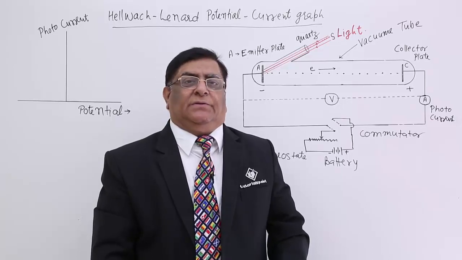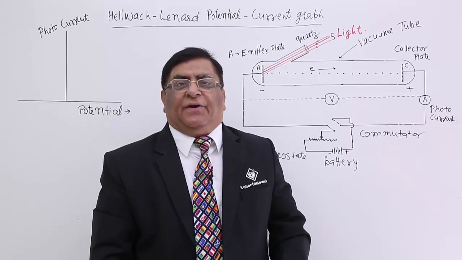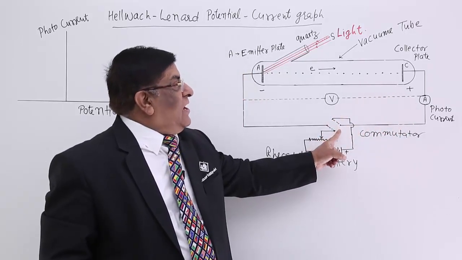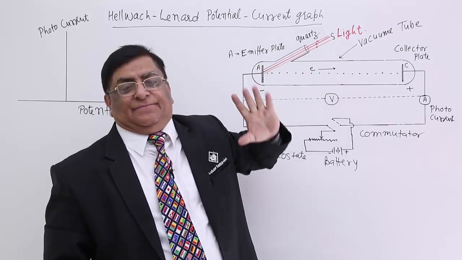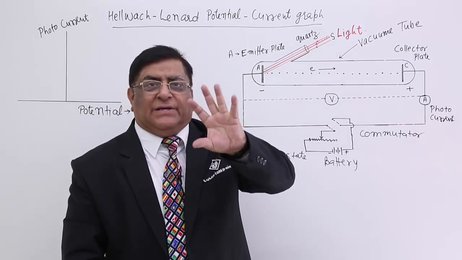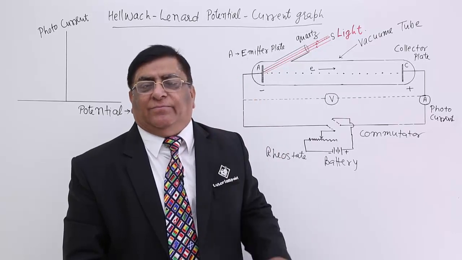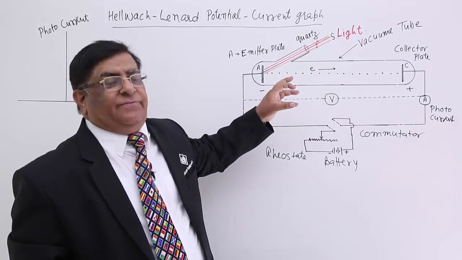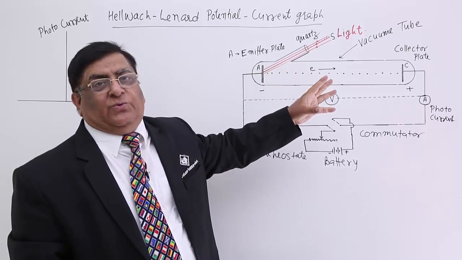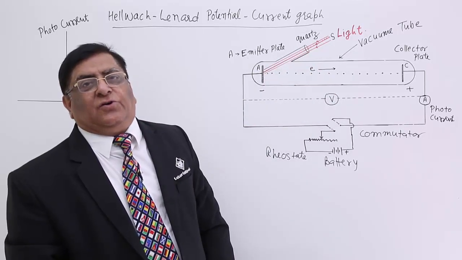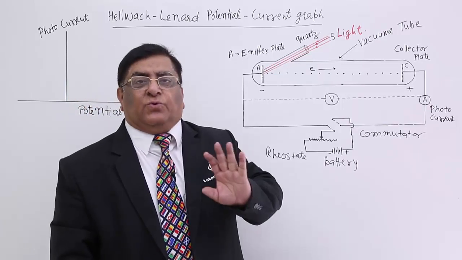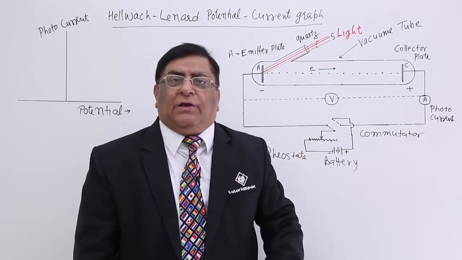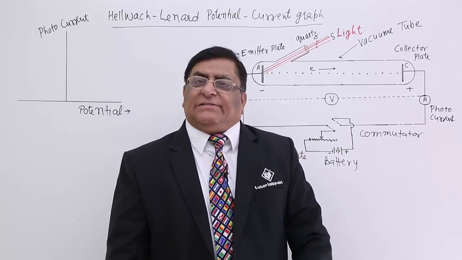Now in this experiment, we will see the effect of photocurrent related to this potential at a particular intensity. We have fixed intensity, say a 100 watt bulb. That 100 watt bulb is giving certain intensity, and because of that some electrons are emitted out. Now these electrons are emitted out, and so far we have not given any potential from here. If we have not given any potential from here, is the current flowing?